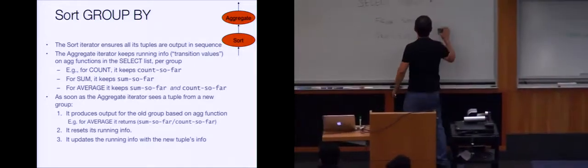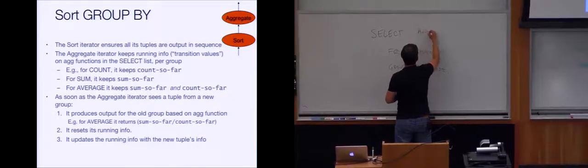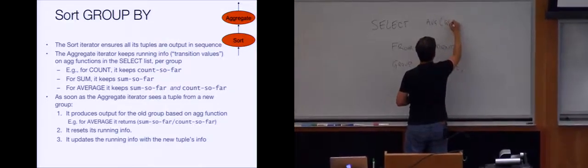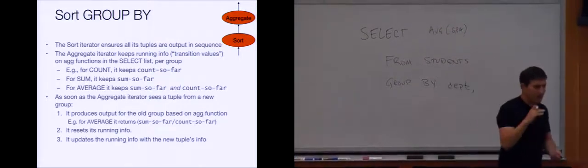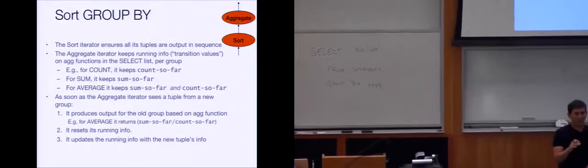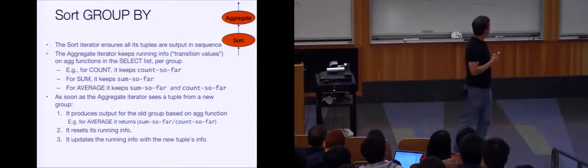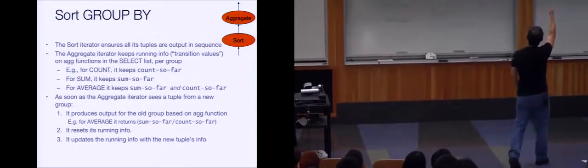Average, well, average is sort of annoying, right? Because you need the count and the sum to do the average. So actually, even though this query says average of GPA, the running state of the aggregate is the count and the sum. And when you transition from one group to the next, you divide the sum by the count, and that's the average, right? So the running state may be more than one thing. For average, it's two things.